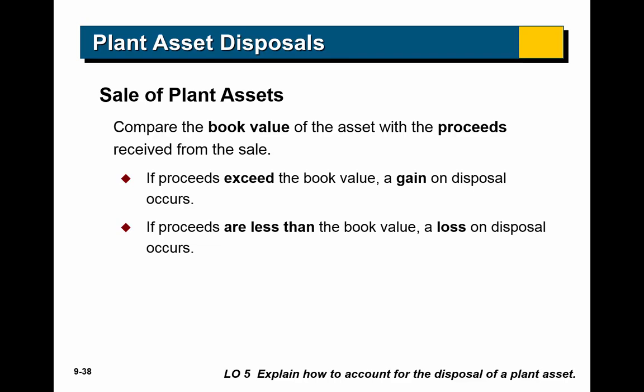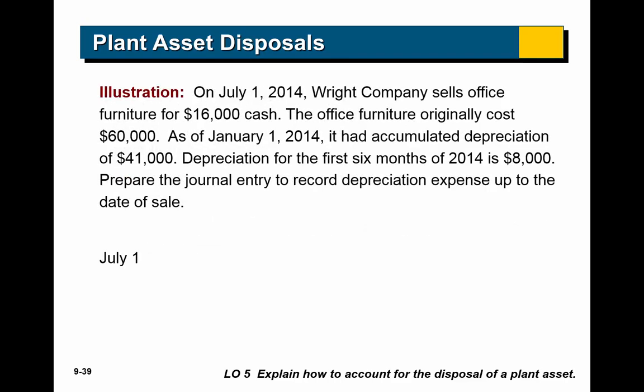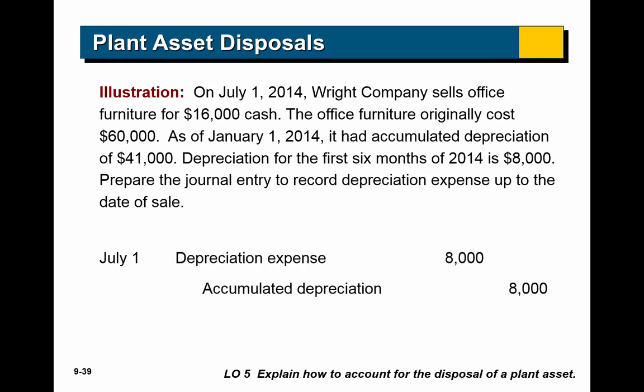When we make a sale, this gives you some instructions, but let me just walk you through an example. So the right company sells office furniture for $16,000 in cash. The office furniture originally cost $60,000, and it had accumulated depreciation of $41,000. Depreciation for the first 6 months of 2014 is $8,000. Prepare the journal entry to record the depreciation expense up to the date of sale. So that's easy. We'll do depreciation expense of $8,000 and accumulated depreciation of $8,000. All that other previous accumulated depreciation had happened in previous years.